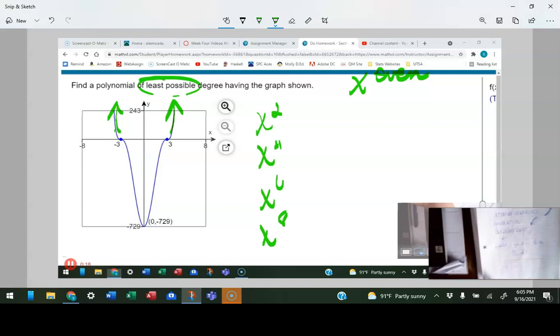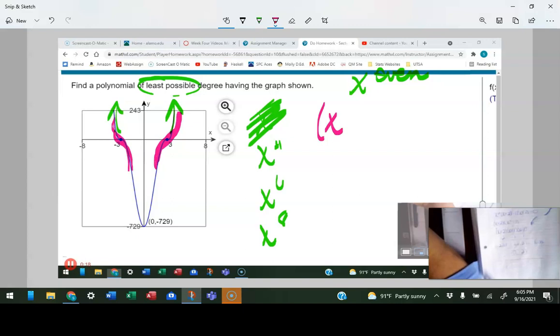Okay, so what else do I notice? I see it's not a parabola, so that's going to knock x squared out right off. I do see that there are two x-intercepts, and they both have this kind of cubic movement to them. So I could say that the one on the left has a factor of x plus 3, and then I'm going to cube it. Why am I cubing it? Because it has this cubic shape to it.